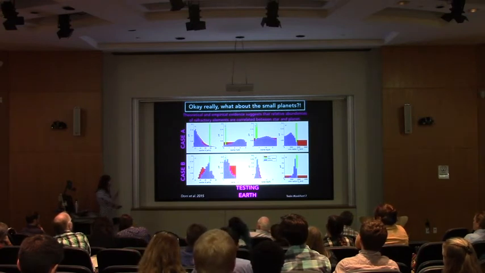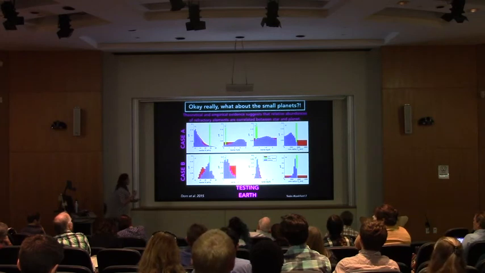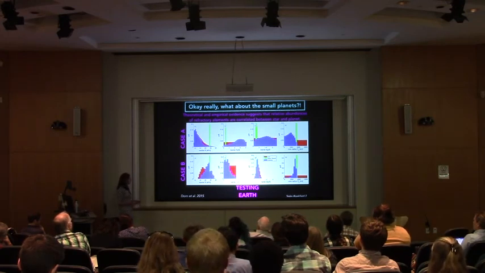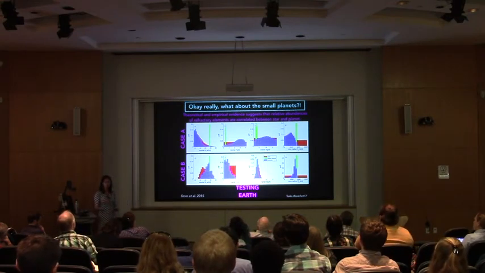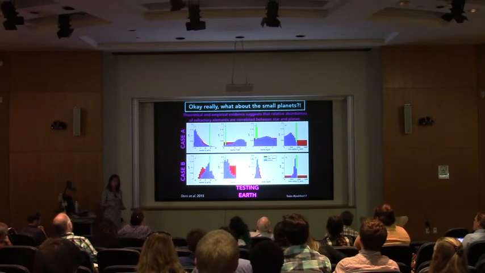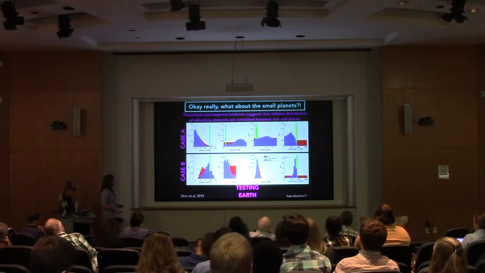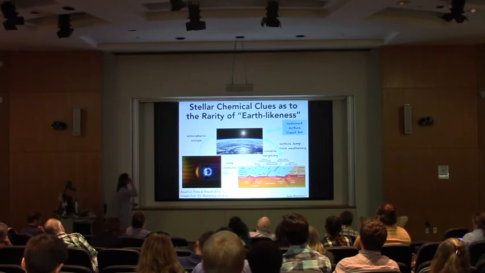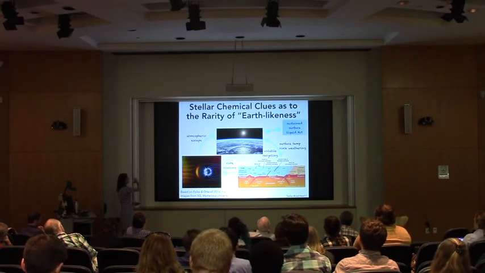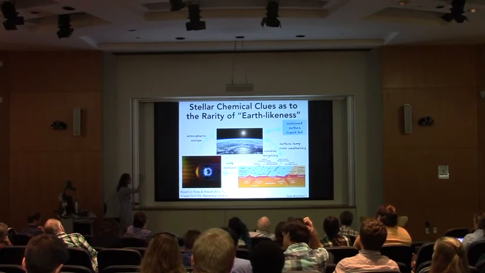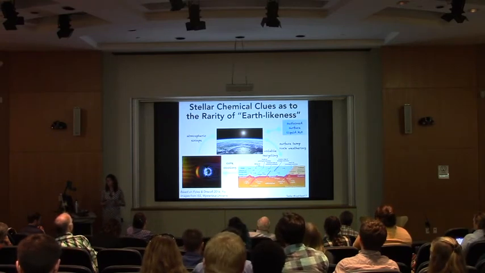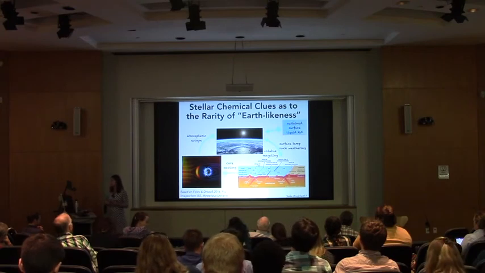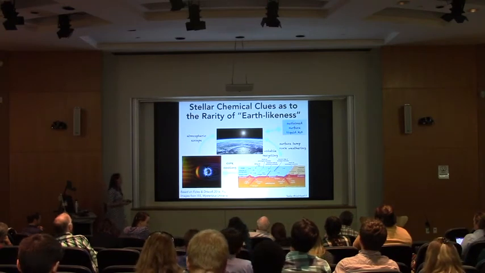She did this on a few other planets, and again, it's still in the initial stages, but this is very promising, showing that if you can measure the compositions of stars and use that in your modeling of the interior compositions of small planets, you can perhaps get better constraints on their compositions and things like core radius. So this is part of a larger question that I'm interested in, which is using stellar chemistry to search for clues as to the rarity of the Earth-likeness of planets.